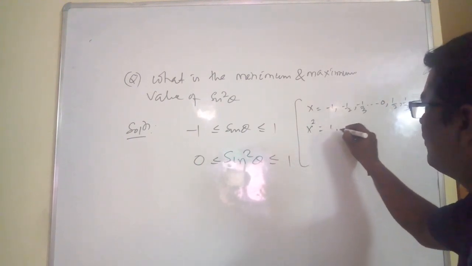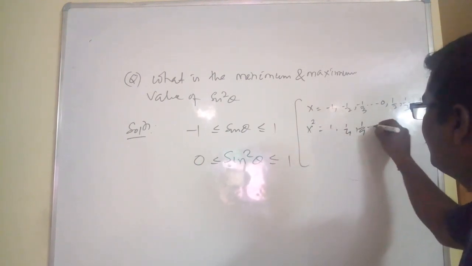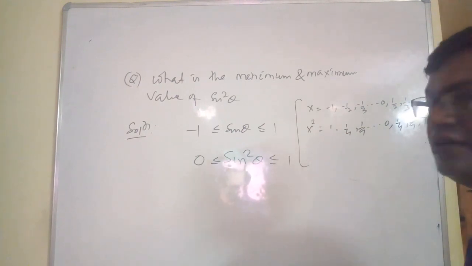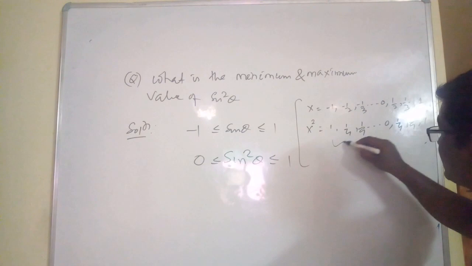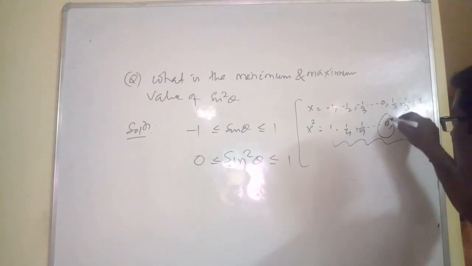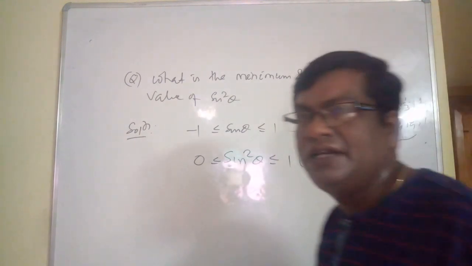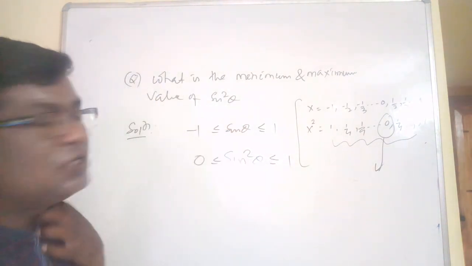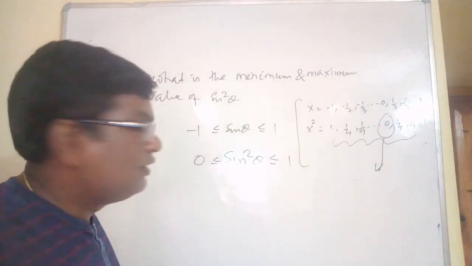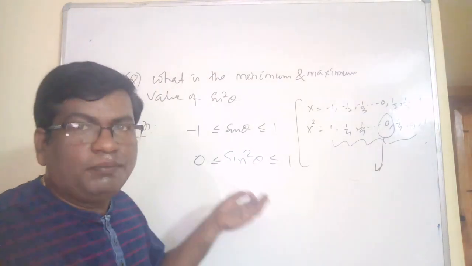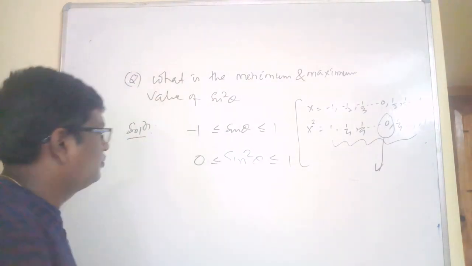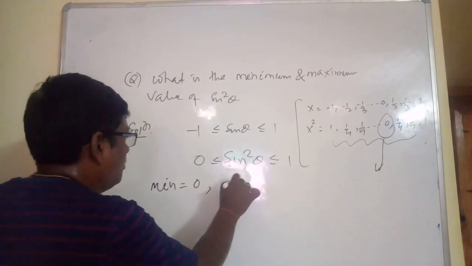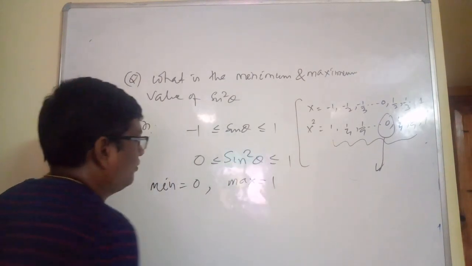X square is equal to 1, 1 by 4, 1 by 9 like this, 0, 1 by 4, 1 by 9, then 1. Then what is the minimum value from this? 0 is the minimum value. Similarly, minus sin square theta, sin theta lies between minus 1 to plus 1. So if you are squaring, then what is the minimum? Minimum is 0. So minimum is equal to 0, maximum is equal to 1.